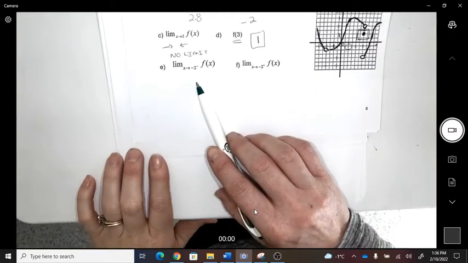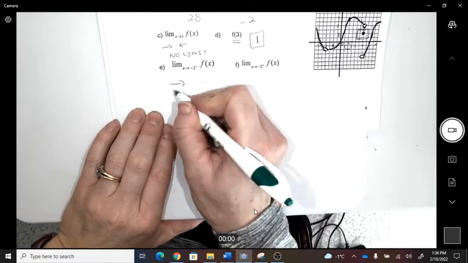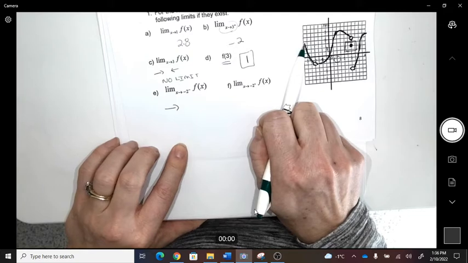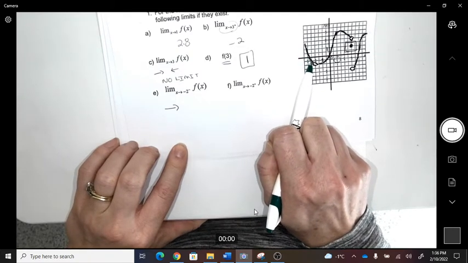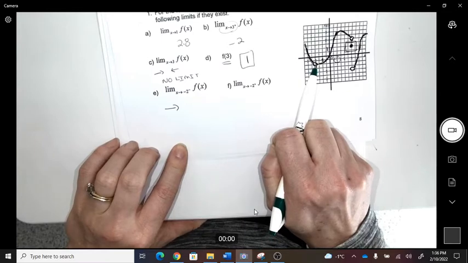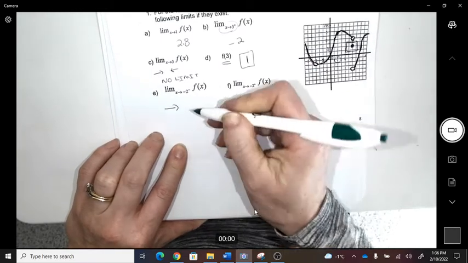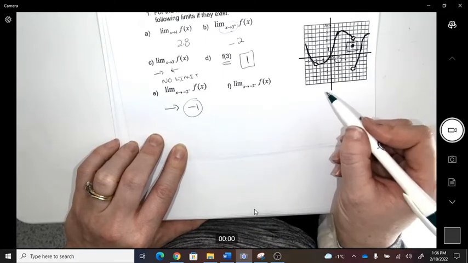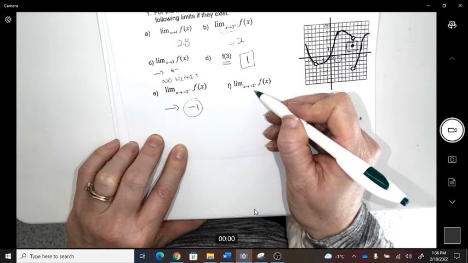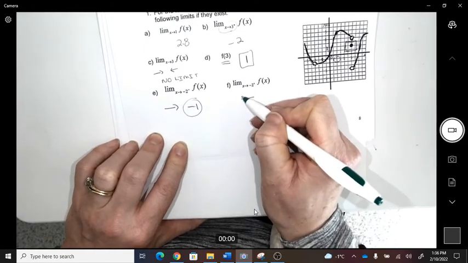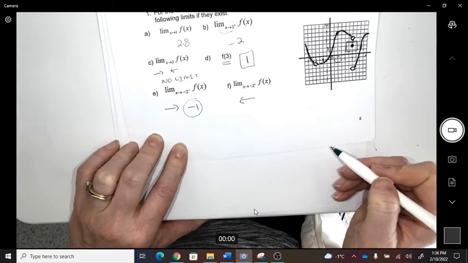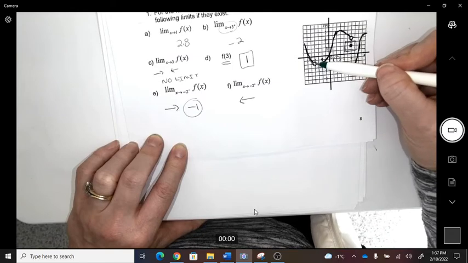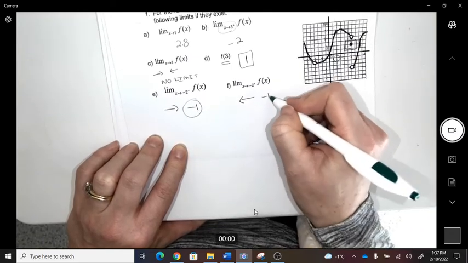Okay, this one says go towards -2 from this direction. So head towards -2 from this direction. So I'm following this path. So as I'm heading to -2, what are we at? Is that a -1 height? Okay, and this last question says head towards -2 only from this direction. So follow this path as I'm going closer and closer to -2. It's also -1.